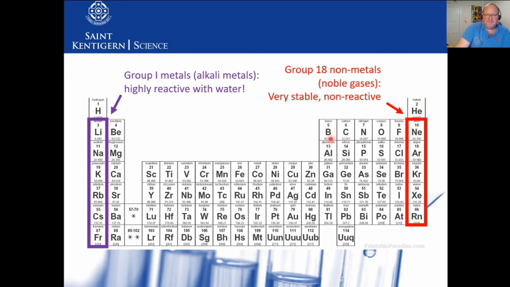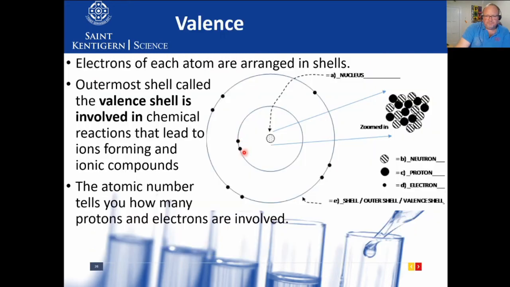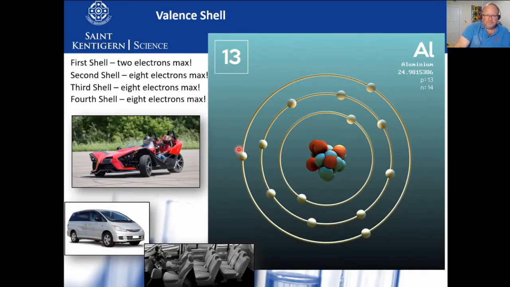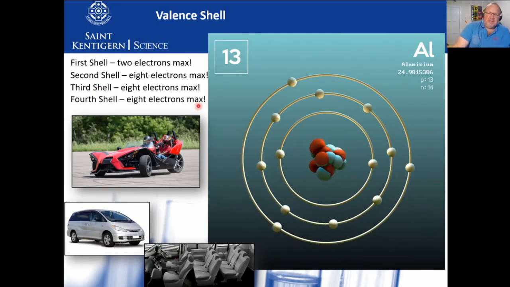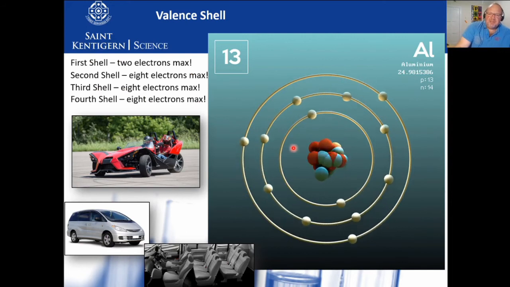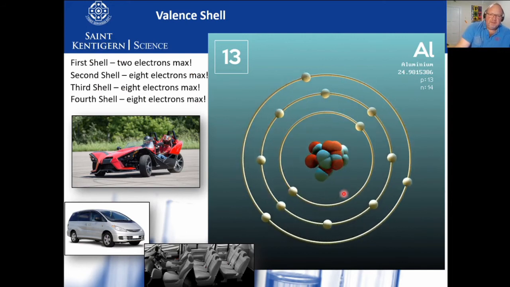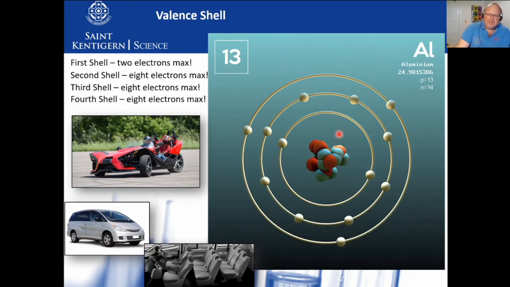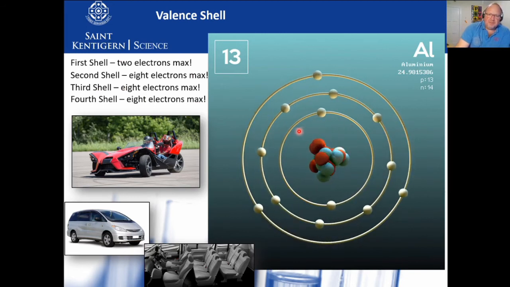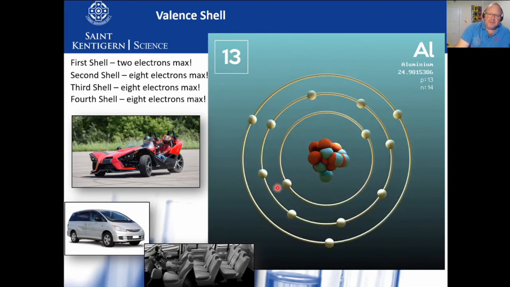1, 2, skip a few, 13, 14, 15, 16, 17, 18. So 13 is 3, 14 is 4, 15 is 5, 16 is 6, 17 is 7, and 18 is 8. So, now these shells that they move in, it's almost like orbits. The first two orbits are always filled with only 2 electrons.